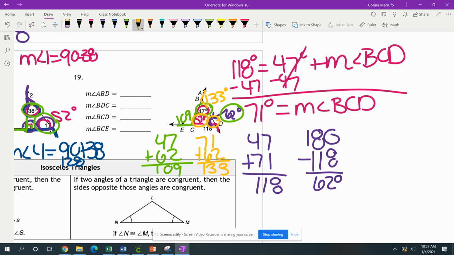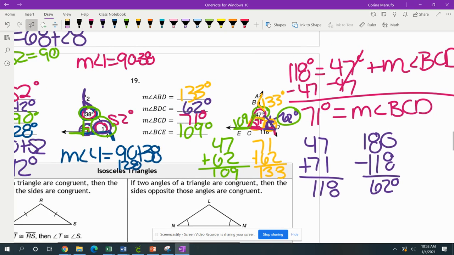Okay, so let me go ahead and figure out what they are. We have ABD is 133. Then we have BDC. That's the one that we found to be 62. And then BCD is this one right here, 71. And then BCE is the exterior angle, which is 109. Okay, so it does get a little bit messy, but all this is just adding and subtracting, okay?